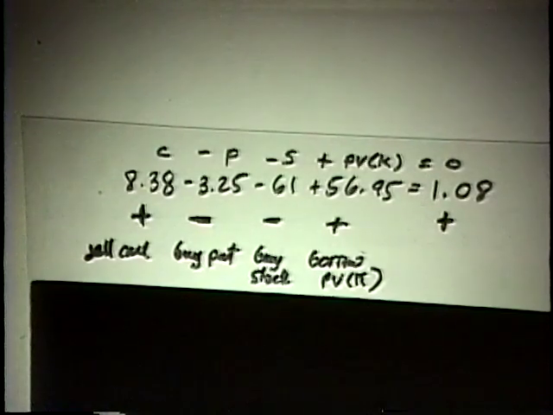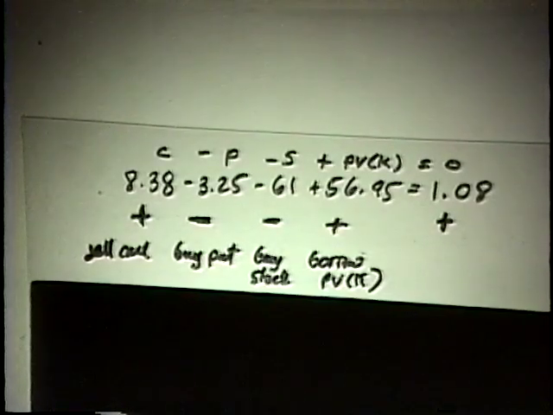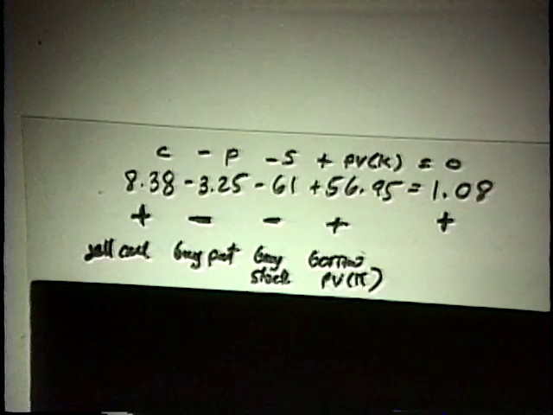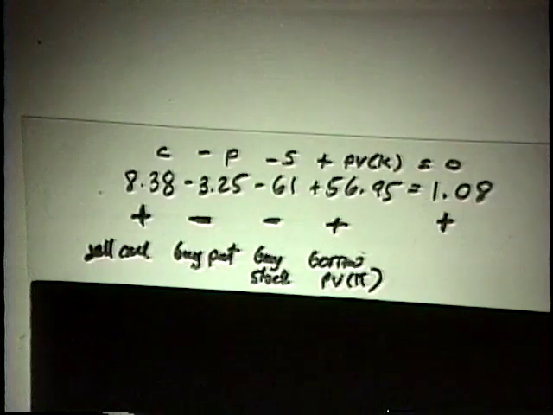And I claim, well, not just me, option pricing theory claims that if you do all of that, you're going to get $1.08. And I think that's a pretty good claim to make. You just add it up, it equals $1.08. The real question is, what happens later on? So I get $1.08, but what is it going to cost me later on? And that's what we have to check.